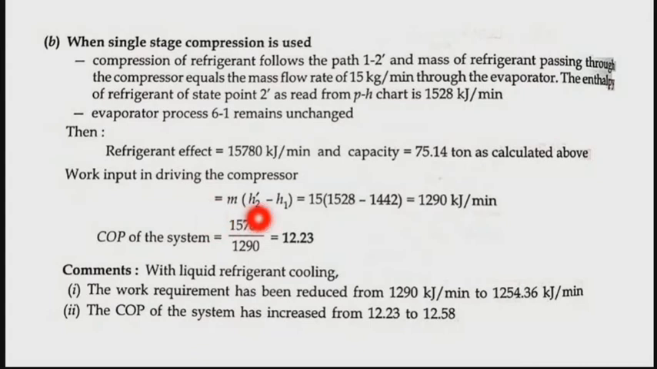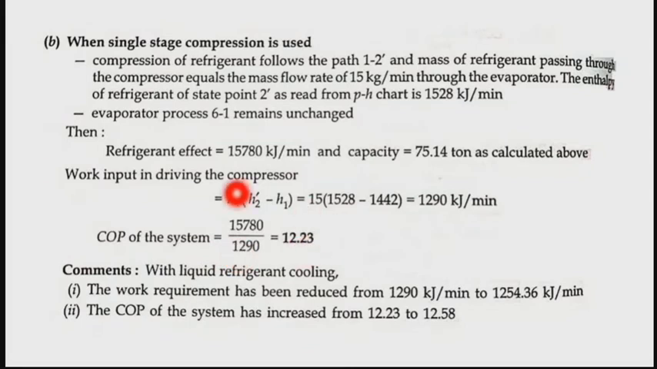Now you can see the total work input for the single stage is m into (h2' minus h1). Here m is 15 kilogram per minute, and putting in the enthalpy values you get a work input of 1290 kilojoule per minute. That gives the COP of the total system as 12.23.